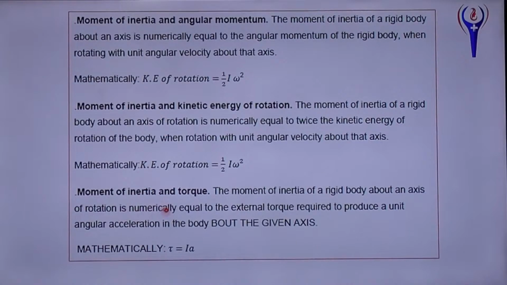Next, moment of inertia and torque. Moment of inertia of a rigid body about an axis of rotation is numerically equal to the external torque required to produce a unit angular acceleration in the body about the given axis. That is, tau equals I alpha.